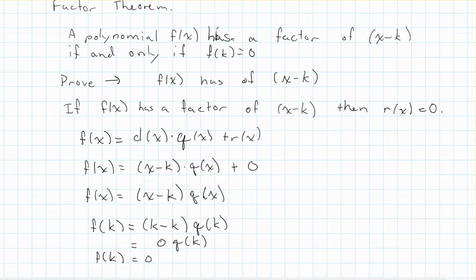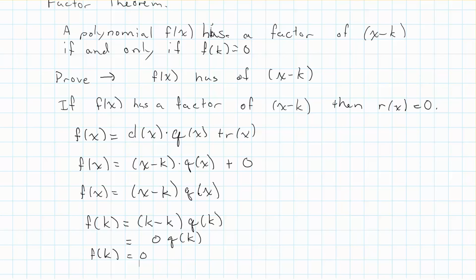Now, what I want to show you on this proof is we started with the forward direction. Because this is if and only if, it has to go both ways. So f at x has a factor of x minus k. We start by assuming that is true. Then, what do we know? Because it's a factor, from the division algorithm, that means my remainder is 0. So I write my division algorithm down.